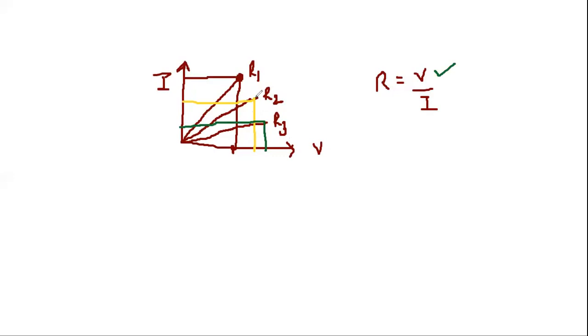Similarly for the R2 resistor, the value of voltage is maximum but the value of current is less. So if the current value is less, then resistance R2 will be greater than R1. So the correct answer for this question is R3 is greater than R2, which is greater than R1. I hope you understood how to solve this question.